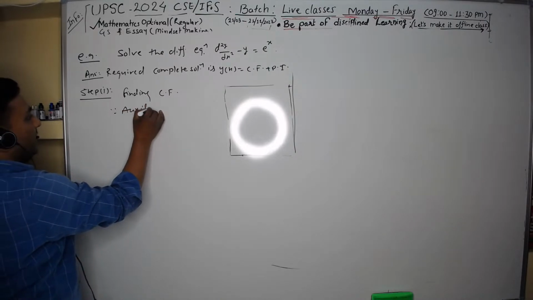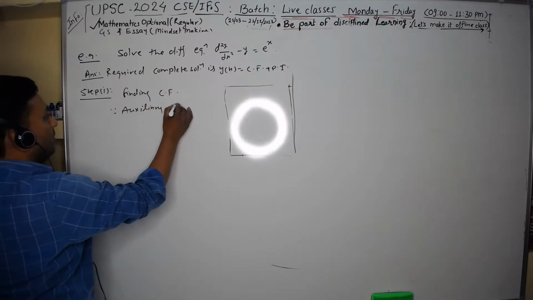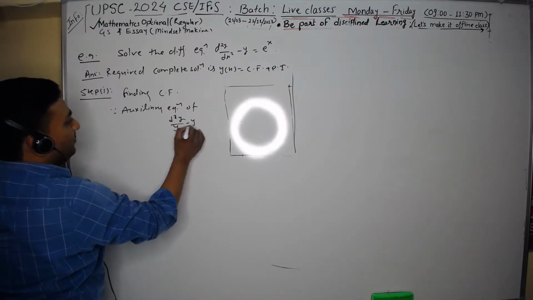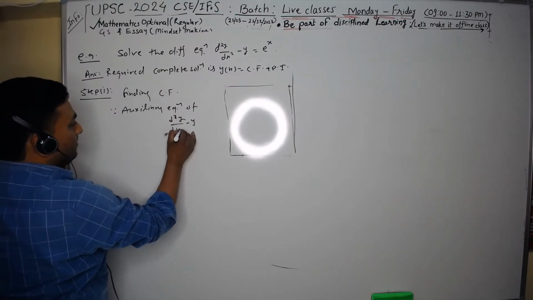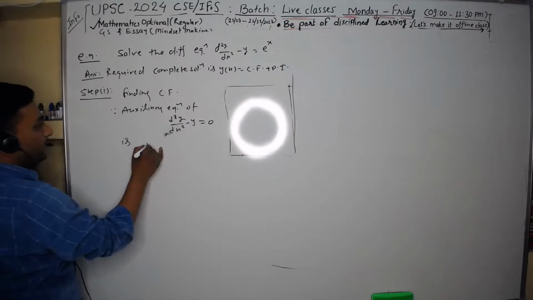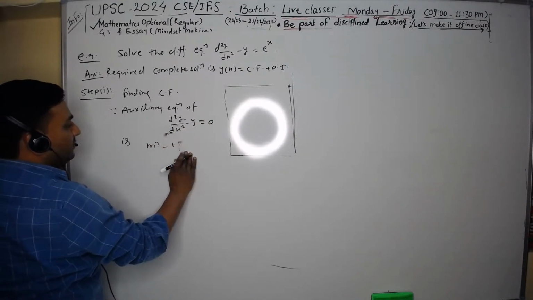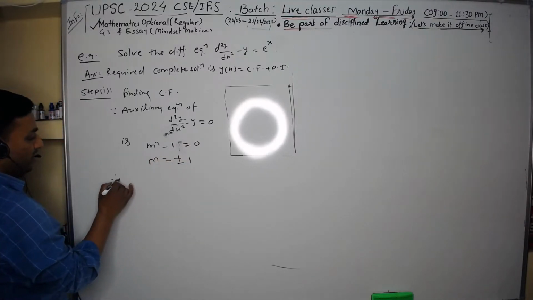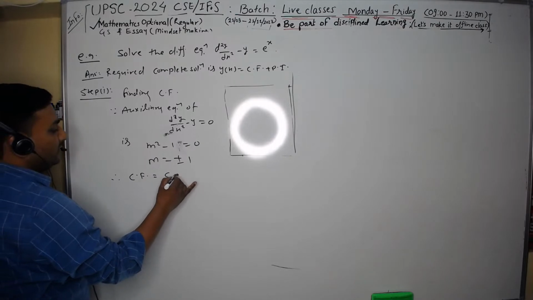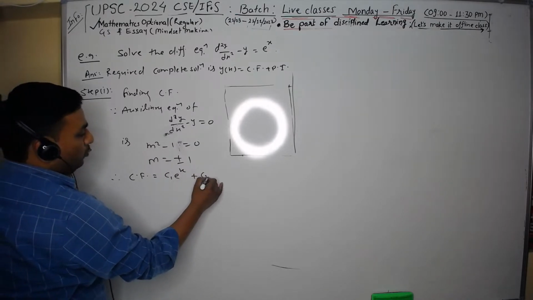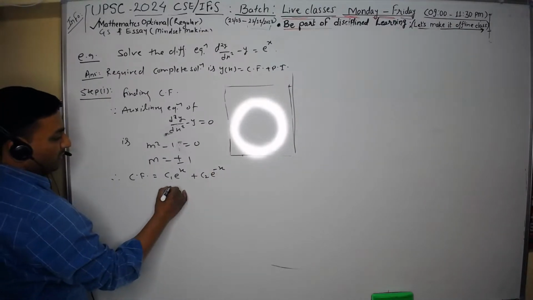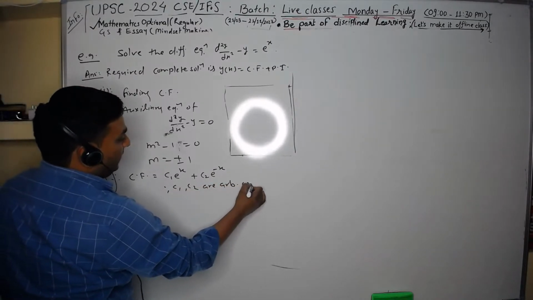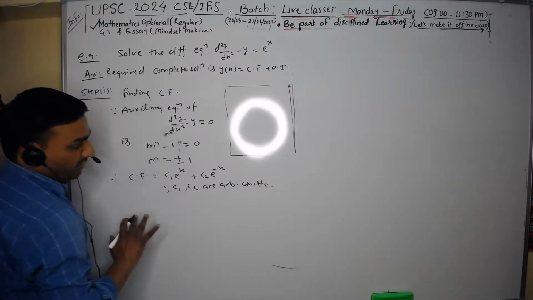Since auxiliary equation of homogeneous is m square minus 1 equals to 0. So m is plus minus 1. So CF will be C1 e raised to the power 1 into x plus C2 e raised to power minus x, where C1 and C2 are arbitrary constants. Fair dear?